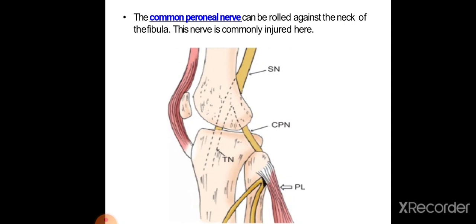Then second is the fibula at the neck. We have the common peroneal nerve. This can be rolled against the neck of the fibula, and this nerve is commonly injured at this point because it is lying superficially and close to the neck of the fibula.